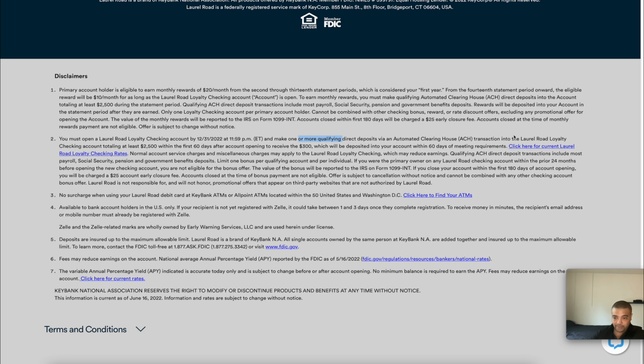So you have to make those ACH direct deposits totaling at least $2,500 within the first 60 days after account opening to receive the $300. In that sentence, they've told us exactly what we need to do to get the $300. Open up the loyalty checking account by December 31st at the latest, and make qualifying ACH deposits of $2,500 within the first 60 days after account opening to receive the $300. Now between the two, we're going to pause there because we have our requirements built out.